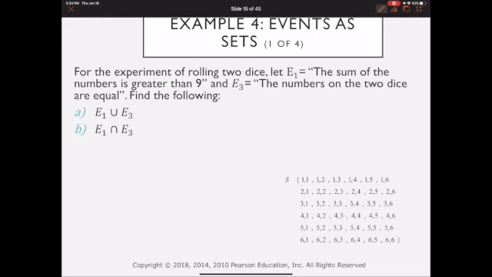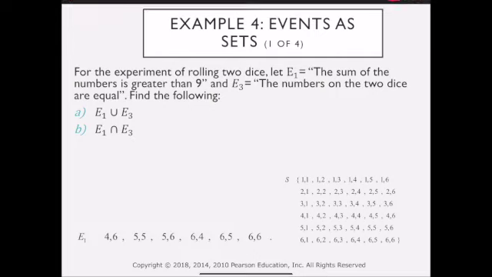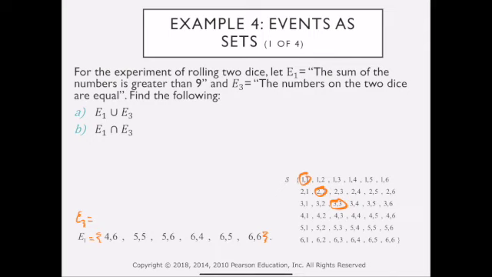So, for the experiment of rolling 2 dice, let E sub 1 be the sum of the 2 numbers is greater than 9, and E sub 3 be the numbers on the 2 dice are equal. So I already found E sub 1, but I don't have E sub 3. E sub 3 is the numbers on the 2 dice are equal. So why don't we go ahead and write that? Well, E sub 3 is going to be (1,1), (2,2), (3,3), (4,4), (5,5), and (6,6), right? If the dice are equal, that's just rolling doubles.